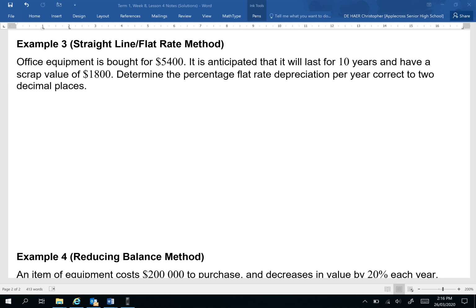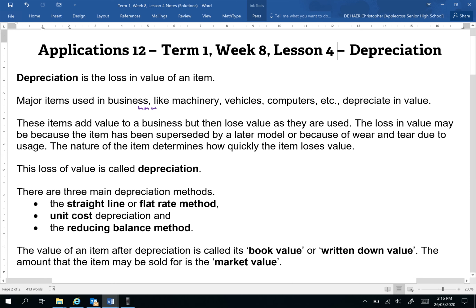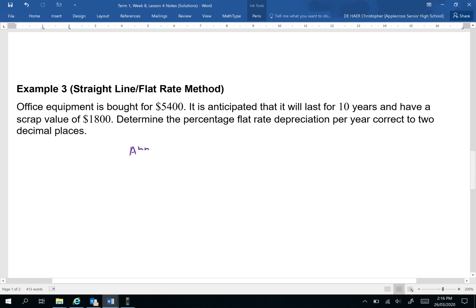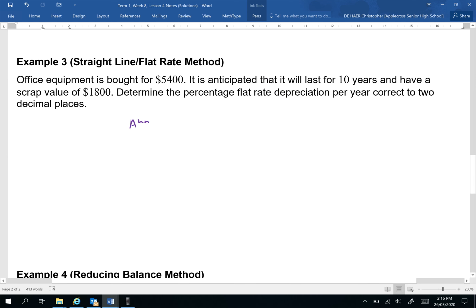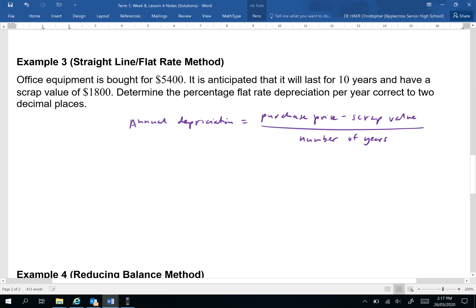Now, we actually need to work out the actual annual depreciation in dollars for this office equipment. So the annual depreciation in dollars is going to be the purchase price, subtract the scrap value or the market price, divided by the number of years we've kept the office equipment.